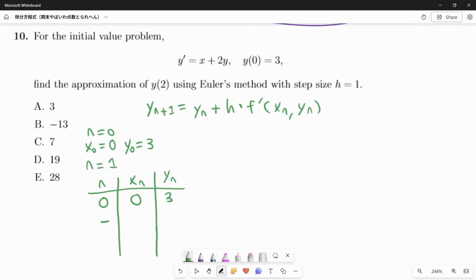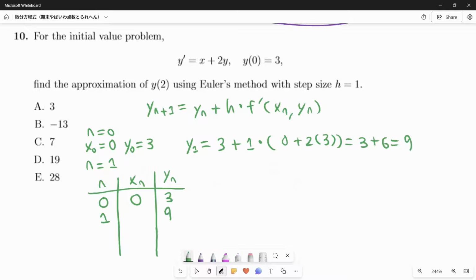So in the case of when n is equal to 1, to find y sub 1, we're going to use y sub 0, our previous value of 3, plus our step size h, which is 1, times the differential equation where we're plugging in our x sub n and y sub n values. And so when we do that, we end up with an equation that takes the form of 3 plus 1 times 0 plus 2 times 3. And then that's going to simplify to 3 plus 6, which is equal to 9. And so now we have y sub 1. So I'm going to put that here.